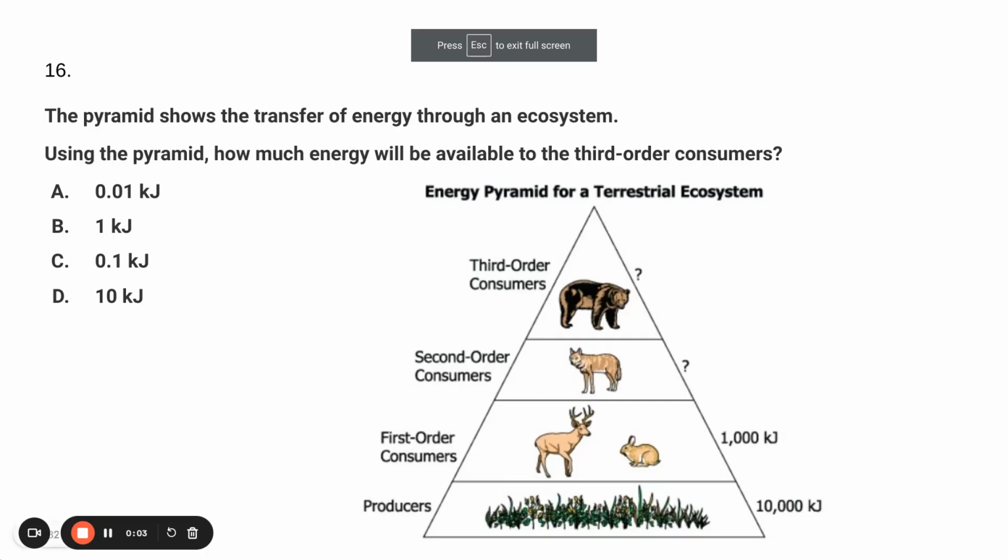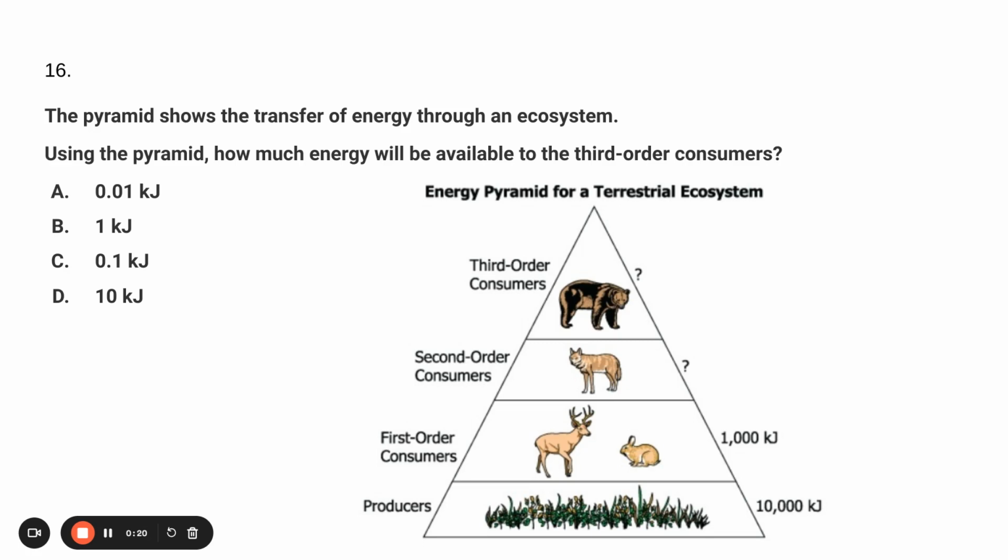Number 16. The pyramid shows the transfer of energy through an ecosystem. Using the pyramid, how much energy will be available to the third order consumer? So we're looking at a basic energy pyramid.